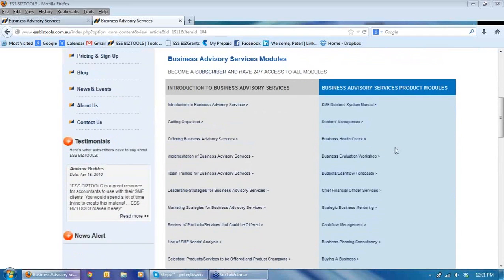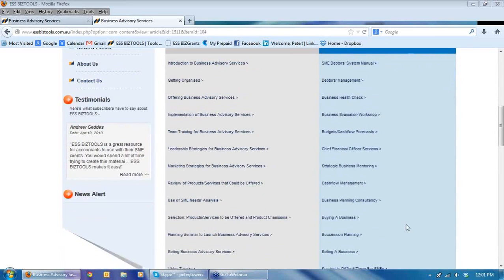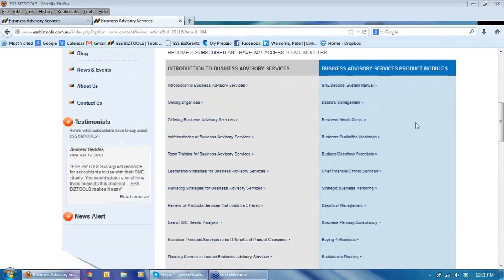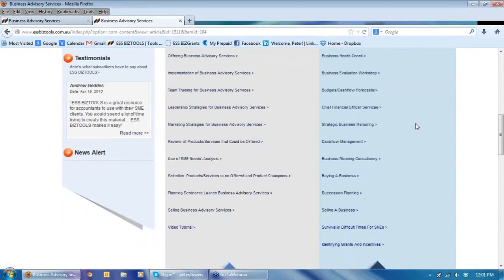When we get to business advisory services, on the left-hand side of the screen, you've got Introduction to Business Advisory Services, which has been covered in another series of webinars. On the right-hand side, we have the 14 product modules that ESS BIZTOOLS has prepared already for assistance to accountants to deliver business advisory services. And today we're looking at selling a business.